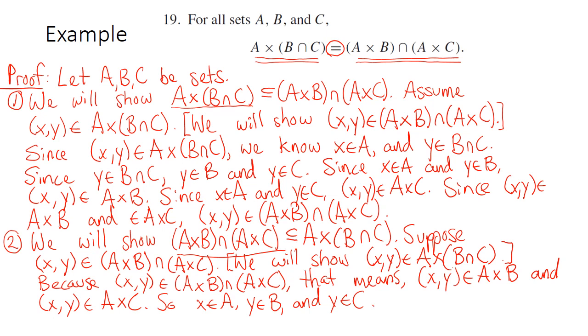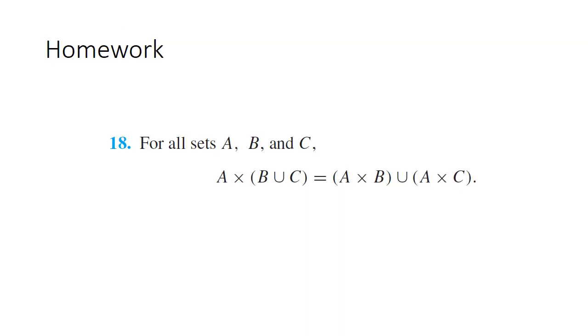So what can we tell from that information? Remember where we're trying to get to. We're trying to show that xy is an element of A cross B intersect C. To show that, we need to show that x is in A, which we already have, and that y is in B intersect C, which we mostly have, but we could point that out at this point. So y is in B intersect C. So xy is in A cross B intersect C.